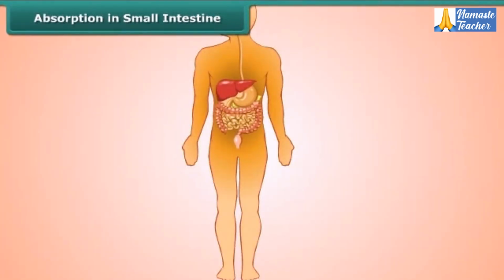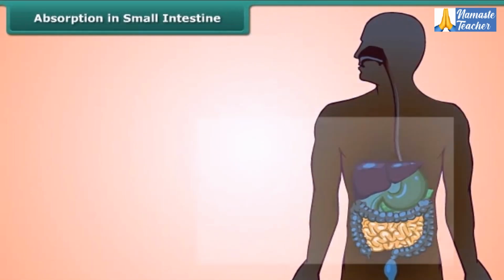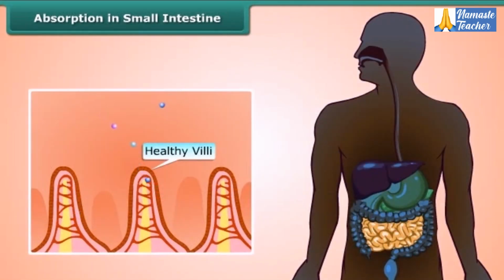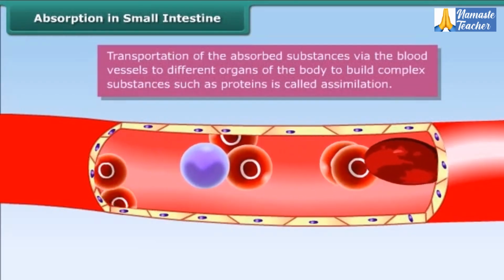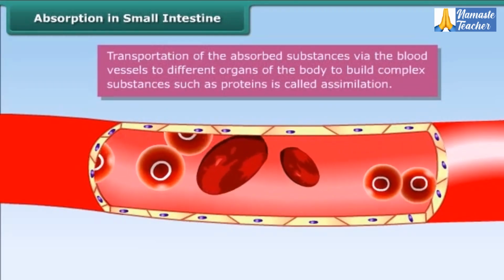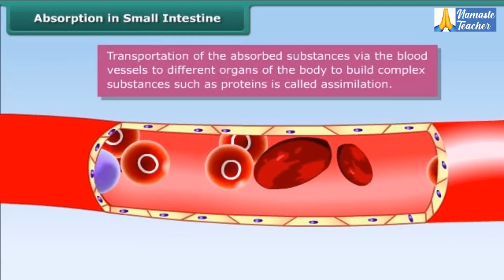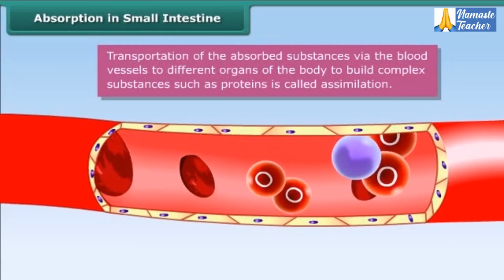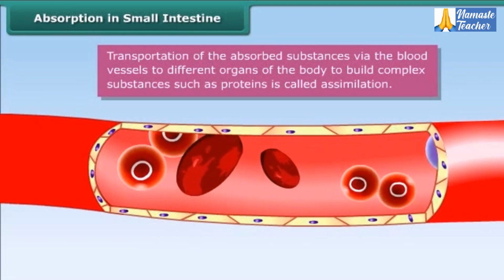Well, there are tiny finger-like things called villi, lining the inside of the small intestine. Do you know the interesting part of villi? They increase the surface area for the absorption of digested food. Then the absorbed substances are transported via the blood vessels to different organs of the body, where they are used to build complex substances such as proteins. This is called assimilation.